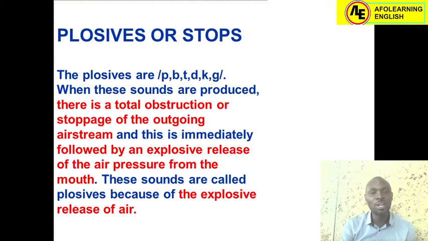Now, these two sounds are called plosive sounds, plosives or stops. Now, what are plosive sounds? Plosive sounds are sounds that are produced with the total obstruction or stoppage of the outgoing air in the mouth. And this is immediately followed by an explosive release of the air pressure from the mouth. These sounds are called plosives because of the explosive release of the air from the mouth. So, as we consider these two sounds, you get to understand better what we mean by plosive sounds.